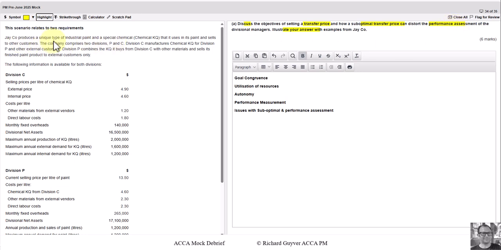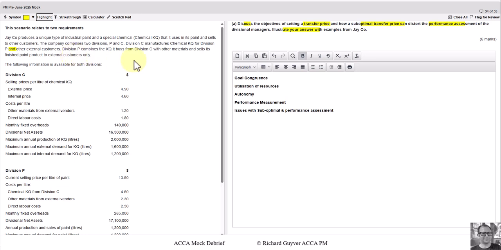JCO produces a unique type of industrial paint and a special chemical called KQ, which it uses in its paint and sells to other customers. The company comprises 2 divisions, P and C. Division C manufactures the chemical KQ for Division P and external customers. So they've got 2 markets. Some is sold internally to P and some is sold externally.